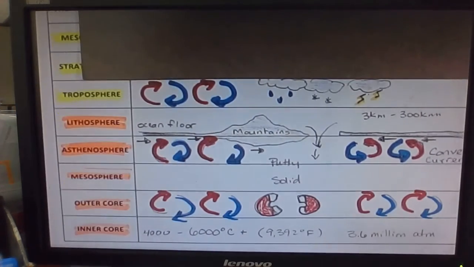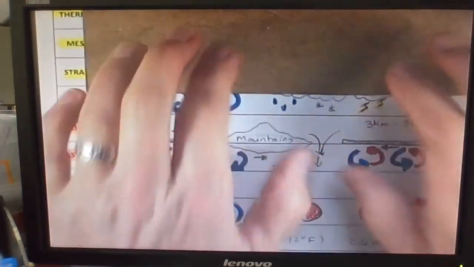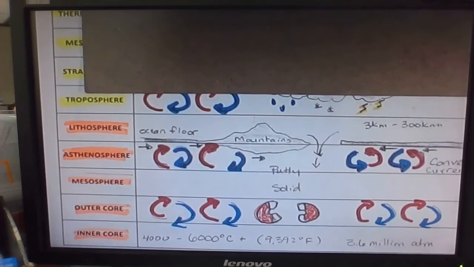The next layer, the layer above the troposphere, is called the stratosphere. And I have a bunch of symbols in that layer. It is a capital O with a little subscript 3. Does anybody know what that means? So the O is oxygen. The O3 means I have 3 oxygen atoms that are bonded together. Those 3 oxygen atoms create a specific molecule, and that molecule is called ozone.